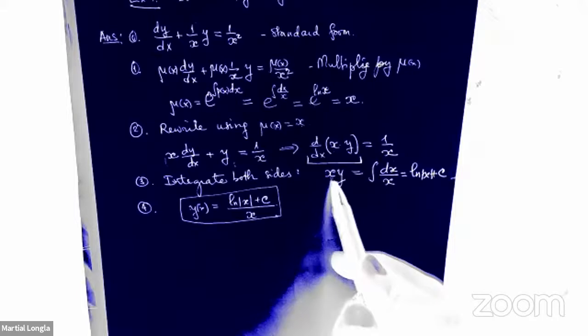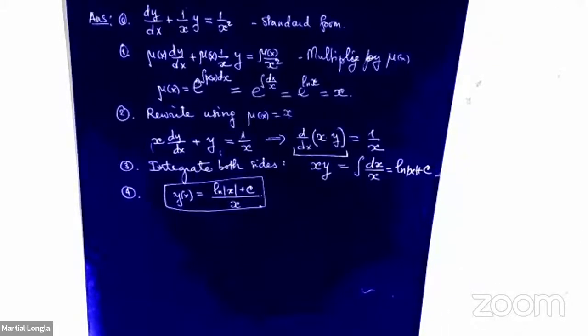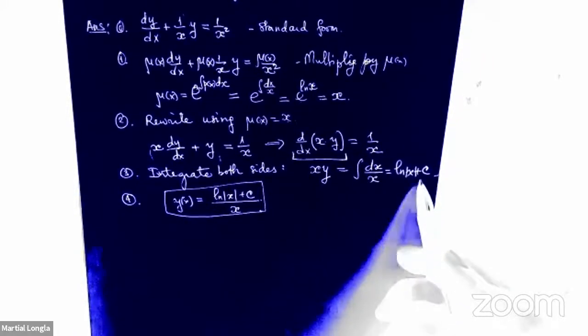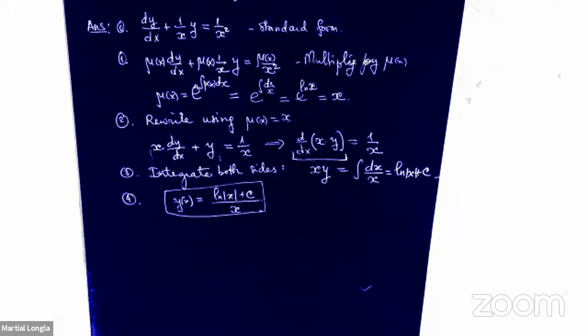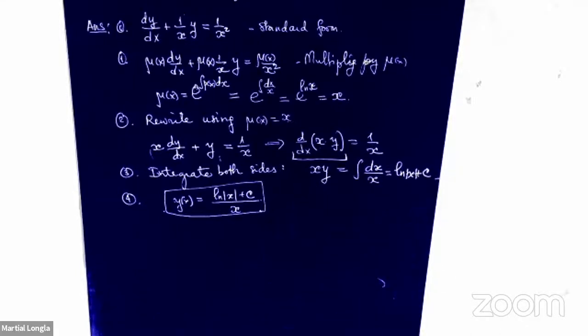So that's why here we get xy. And the right-hand side, just put the integral, you got dx over x. And the integral of dx over x is natural log of the absolute value of x plus c. That's it. And then you just divide both sides by x to get the answer. Are we good? Does that answer your question, please?